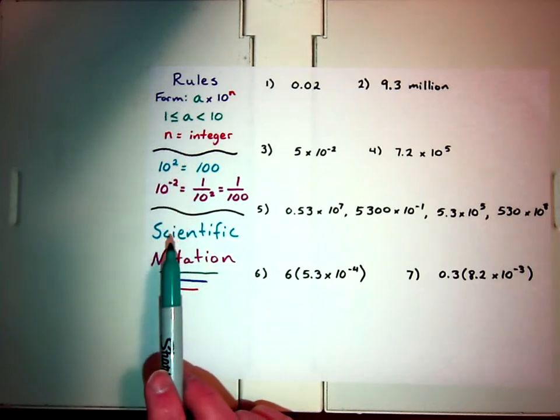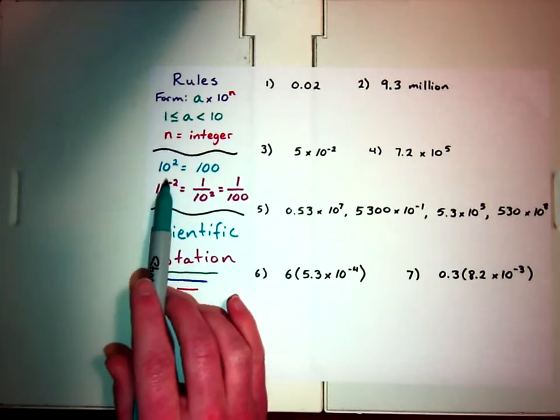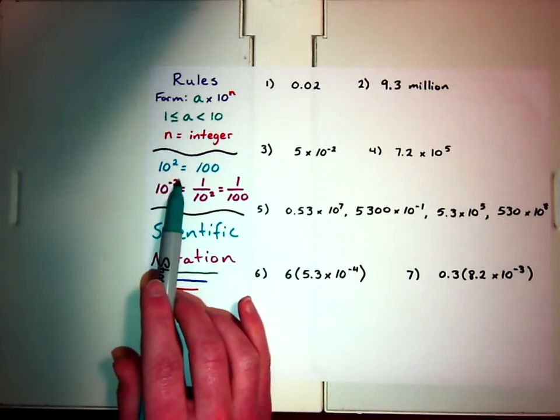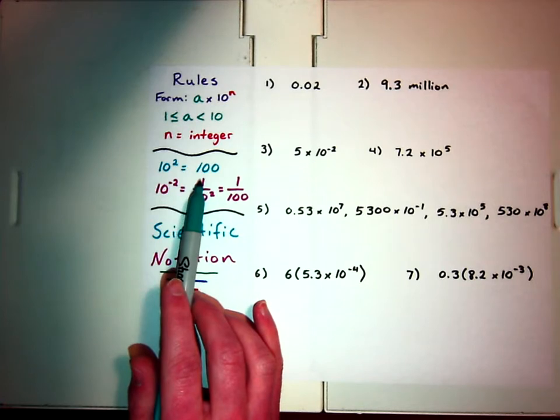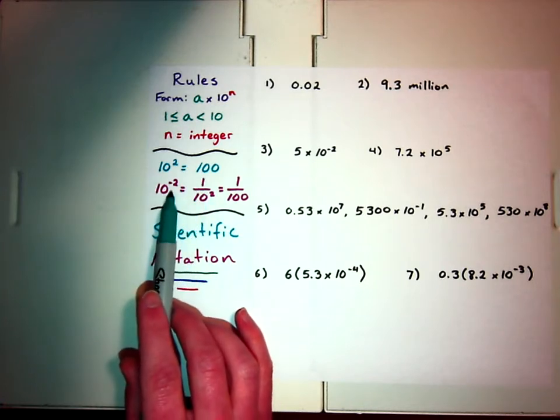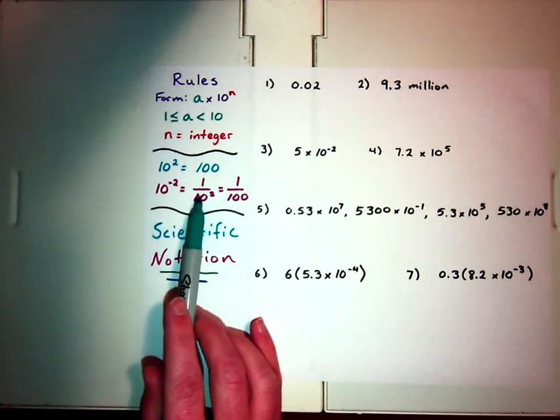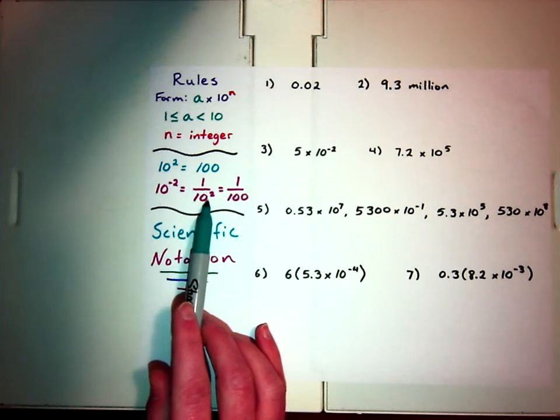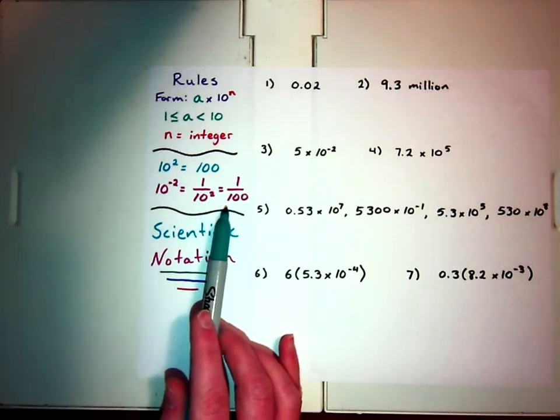We also can remember some rules about the power of 10 and negative exponents. For example, 10 to the second power equals 100. 10 to the negative second power is like saying 1 over 10 to the second power, which would be the same as 1 over 100.